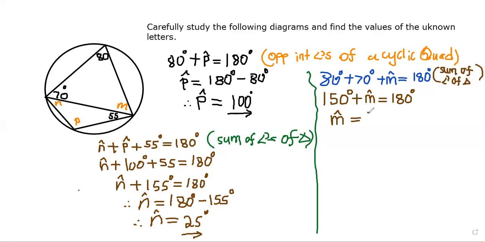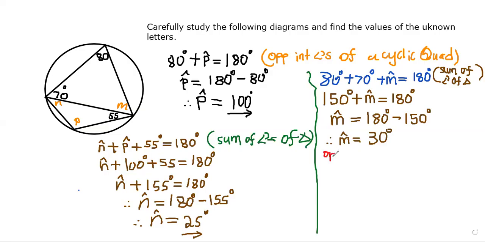Then you're gonna say angle M is equals to 180 degrees, and then you take 150 degrees, you transpose it that side, it changes the sign to become minus 150. Therefore, angle M, since it's an angle, you put the cap on top, is equals to, let's check, 180 minus 150, that should be 30 degrees.